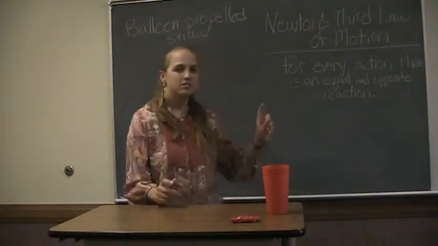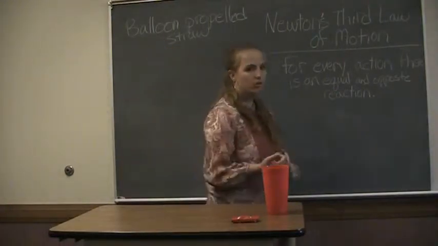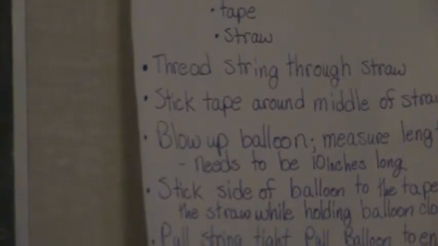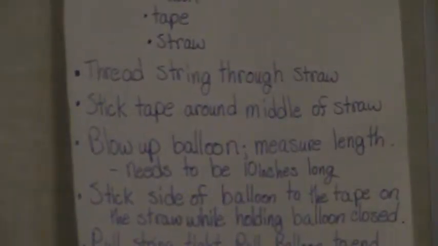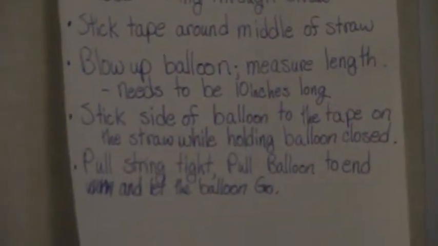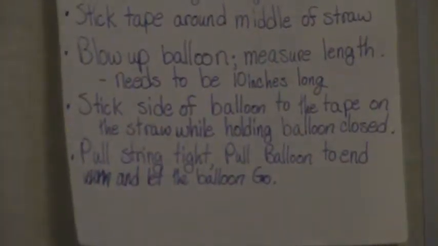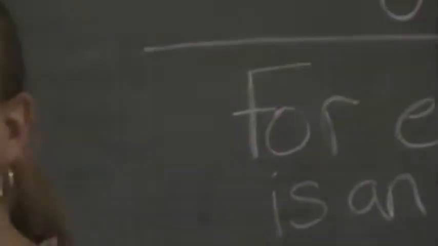Okay, next thing we're going to look at, we're going to review real quick the instructions for the lab. Gather your materials, thread the string through the straw, stick tape around the middle of the straw, blow up the balloon, make sure it's 10 inches long, stick the sides of the balloon to the tape that's on the straw, and then pull the string tight and pull the balloon to the very end of the string and let the balloon go. Measure that distance, and then you guys will be set to go.